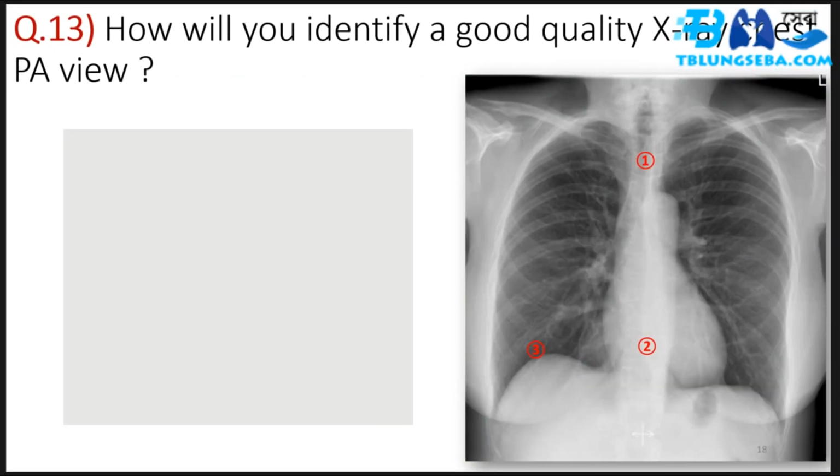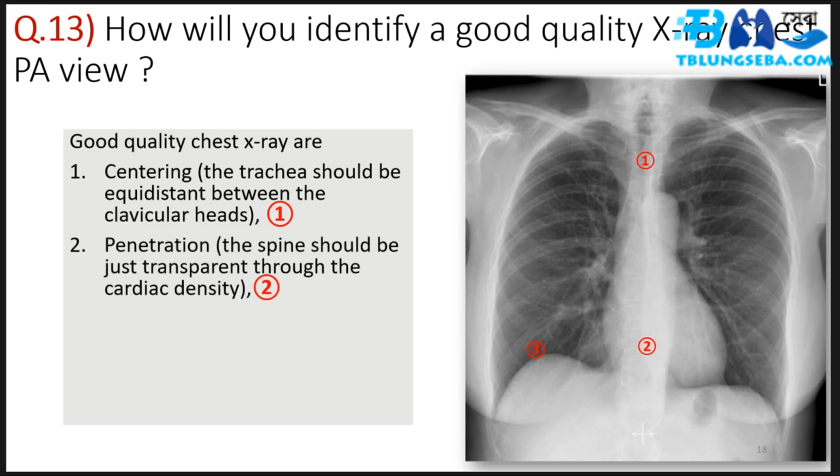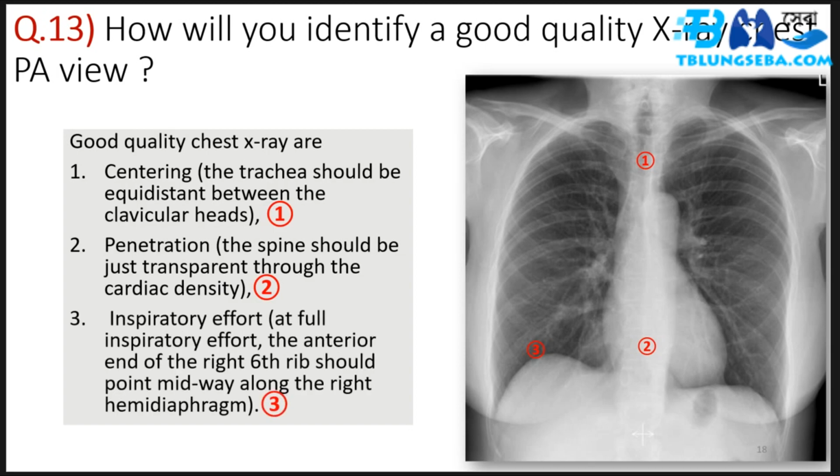Q.13 How will you identify a good quality X-ray chest PA view? Good quality chest X-ray are: 1. Centering. The trachea should be equidistant between the clavicular heads. 2. Penetration. The spine should be just transparent through the cardiac density. 3. Inspiratory effort. At full inspiratory effort, the anterior end of the right sixth rib should point midway along the right hemidiaphragm.